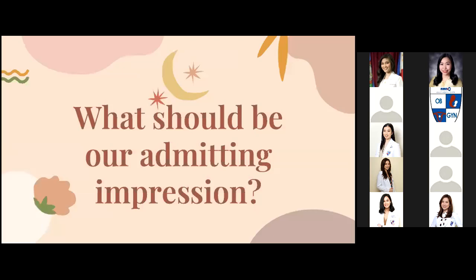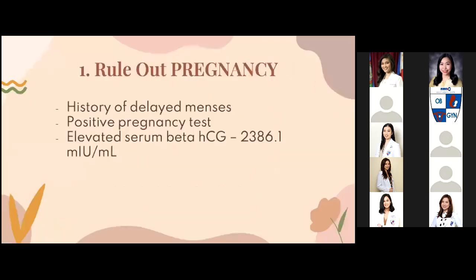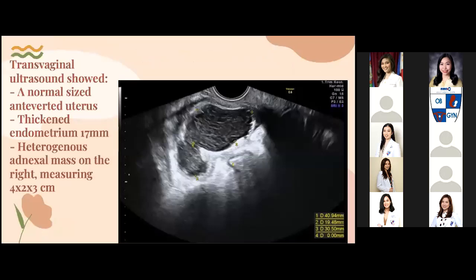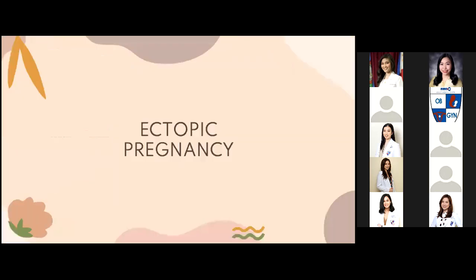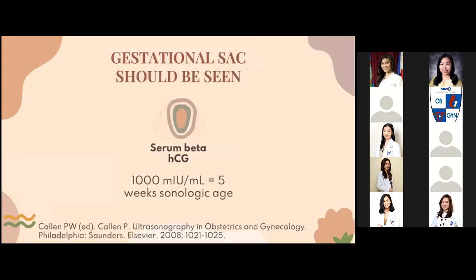So what should be our admitting impression? First, we have confirmed that the patient is actually pregnant, with a history of delayed menses, a positive pregnancy test, and an elevated serum beta HCG of 2,386.1. We have an empty intrauterine cavity in our transvaginal ultrasound and an adnexal mass measuring 4 by 2 by 3 centimeters. So now we're thinking of an ectopic pregnancy. Why? Because we know that with a serum beta HCG of at least 1,000 milliIU per ml, we should be able to see a gestational sac that's already compatible with a 5-week sonologic age.